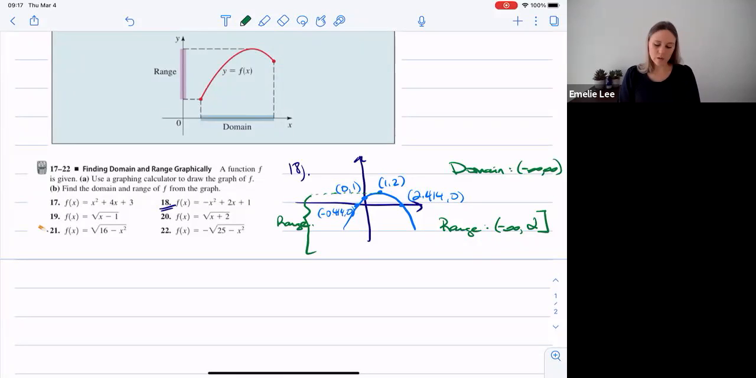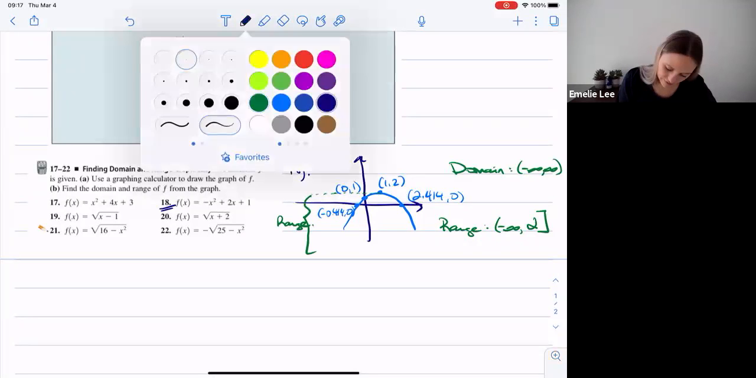Nice. So from a graph, I expect you to be able to grab the domain and the range.